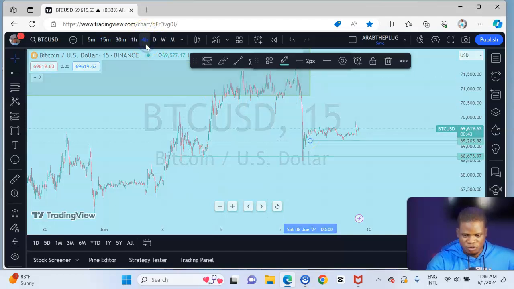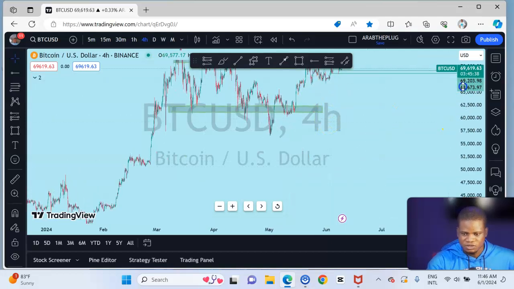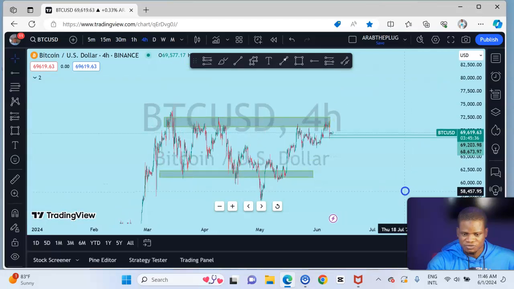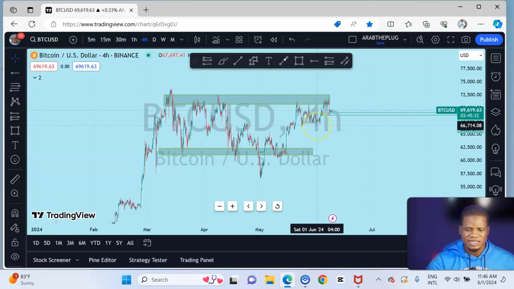So let me go back to the 4 hour. You see that on the 4 hour, drawing the obvious areas of support, I have drawn the 2 major obvious areas of support. Now, for you to trade, you don't trade on the higher time frame. You just use the higher time frame to understand the biggest picture, the large picture of the market.